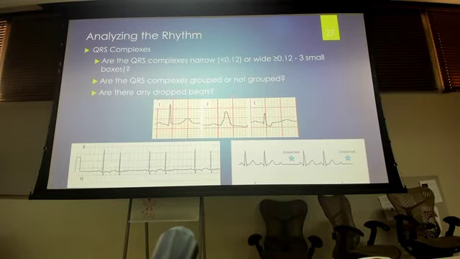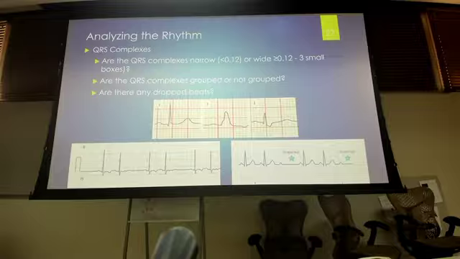We want to look at those QRS complexes. Greater than or equal to 0.12, which is 3 boxes, is considered a wide QRS. Wide QRSs indicate something going on with the ventricles. What we want to look to see is, is it wide or narrow? Narrow is less than that, so 0.11 and less, or less than 0.12.